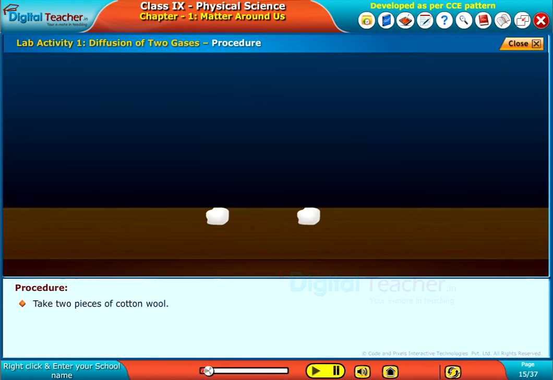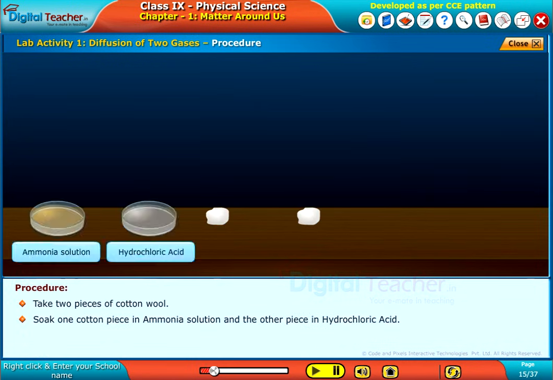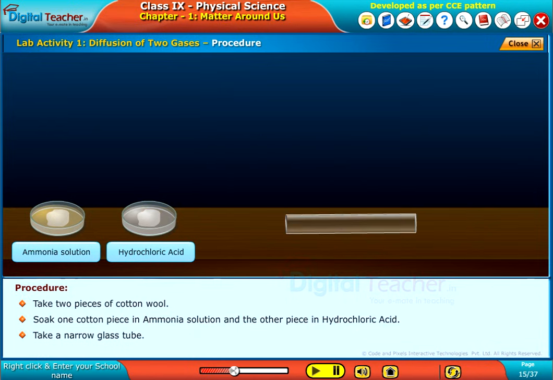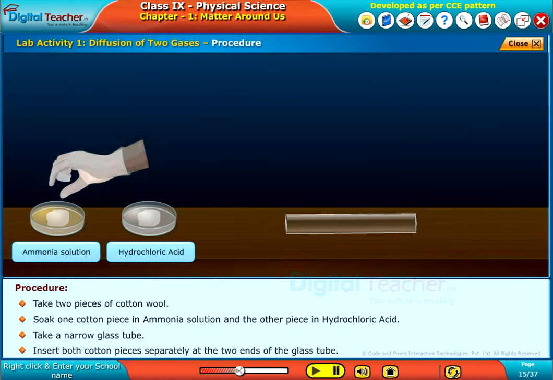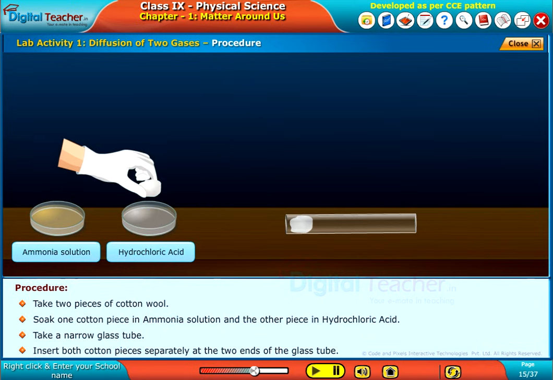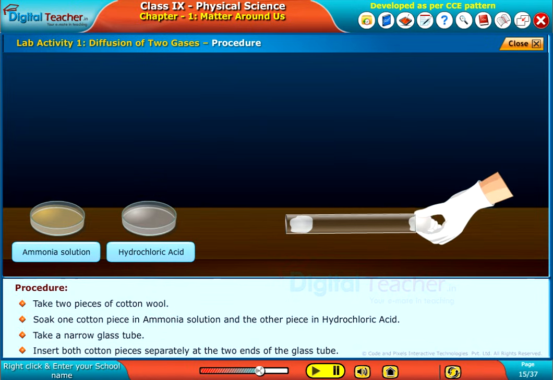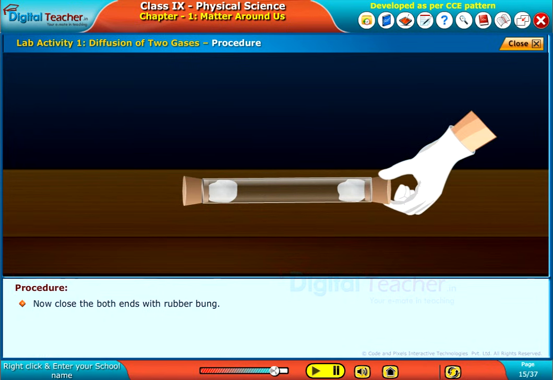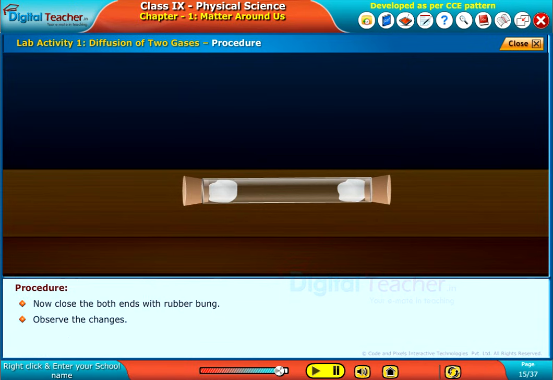Take 2 pieces of cotton wool. Soak one cotton piece in ammonia solution and the other piece in hydrochloric acid. Take a narrow glass tube. Insert both cotton pieces separately at the two ends of the glass tube. Now close both ends with rubber bung. Observe the changes.